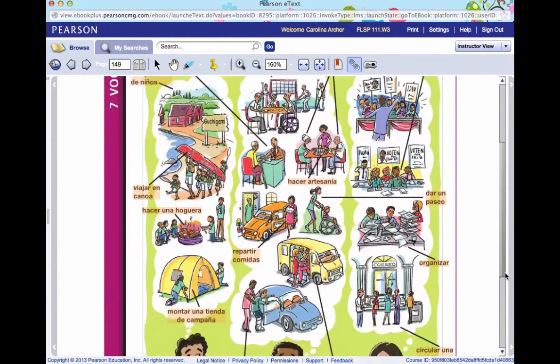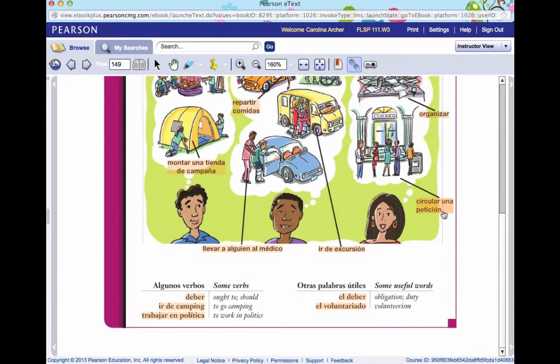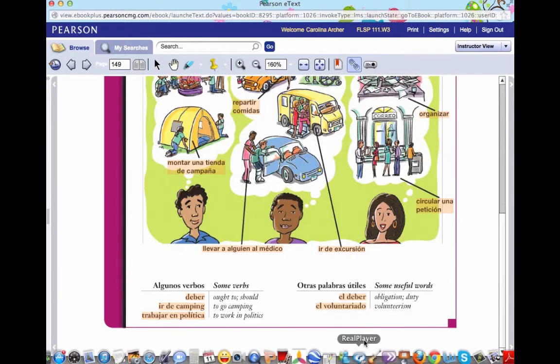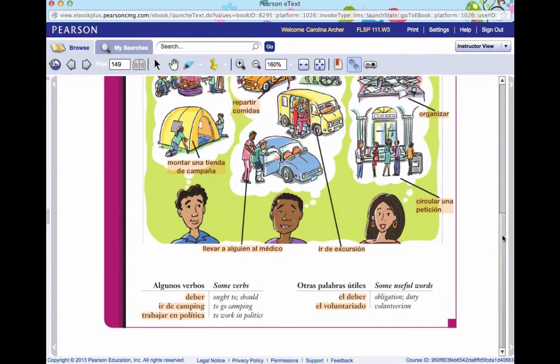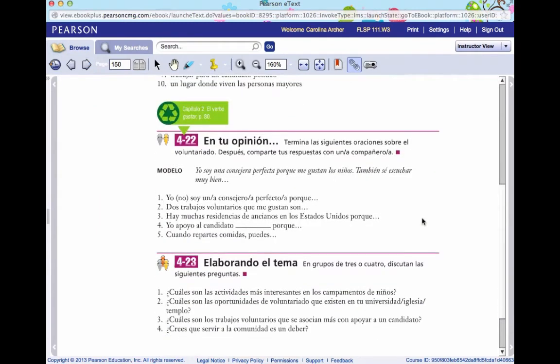Okay, muy bien. So those are some activities that you can do in your community, and there are some other verbs here like deber, ought to or should, and then you have the noun el deber, the obligation or the duty. They are both spelled the same way, but el deber is the noun and deber is the verb, and deber is regular. Ir de camping, to go camping. Notice that we borrowed the word camping from the English language. Trabajar en política, to work in politics. And el voluntariado, volunteerism. Okay? Muy bien. So then you're going to do some activities with that to practice with all that vocabulary.